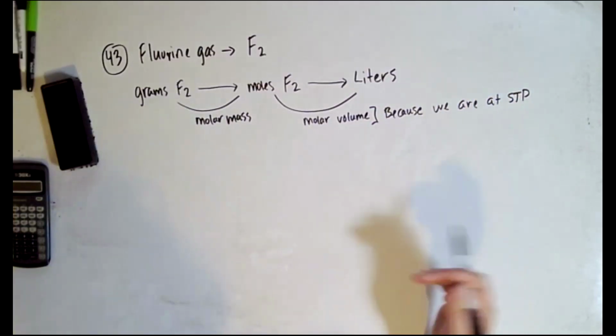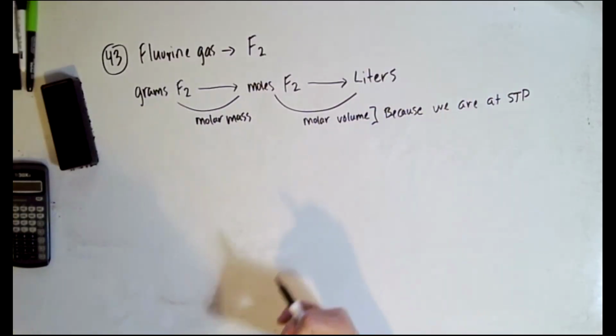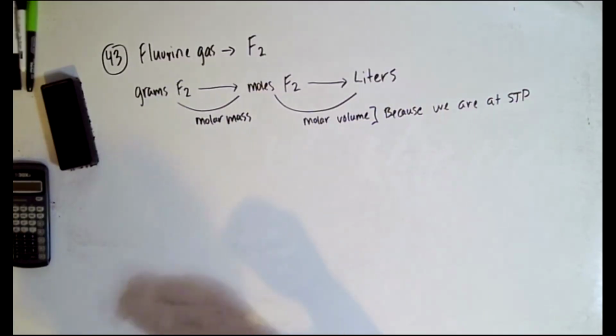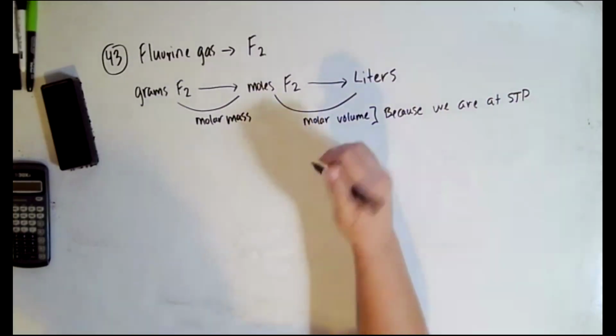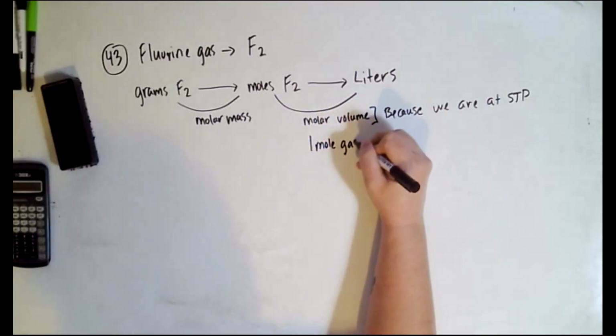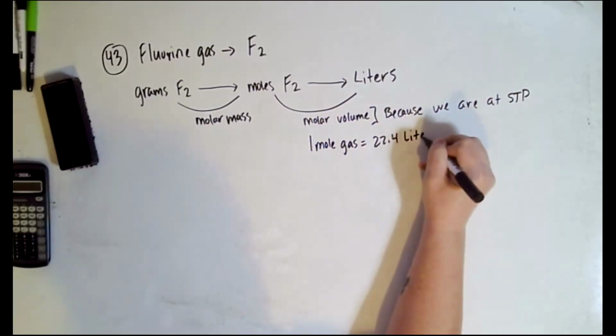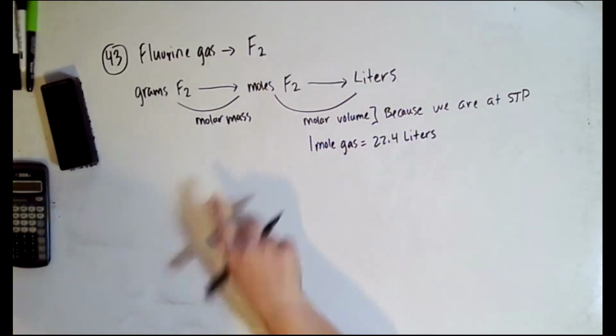Okay, if we weren't at STP, they would have to give us the temperature and they would have to give us the pressure for us to find the volume. So our molar volume tells us that 1 mole of any gas equals 22.4 liters. It's always good to write out these equalities.